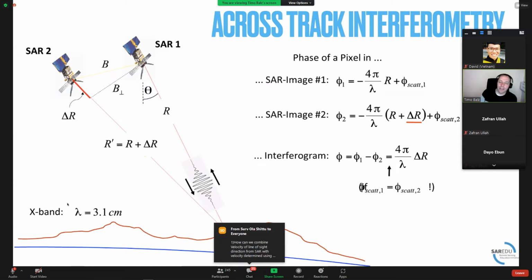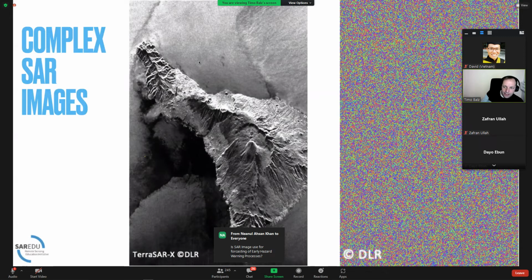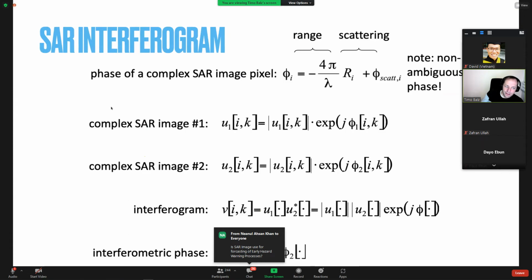So if you only look at the phase of one image, there is not much useful information in that. So we're not doing that. We're not looking at the right side here, at just one phase image, because there's not much to do with that.